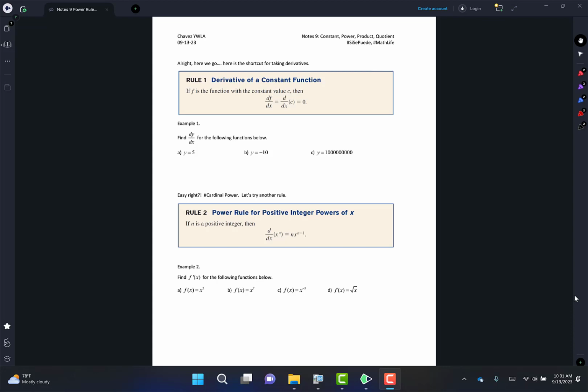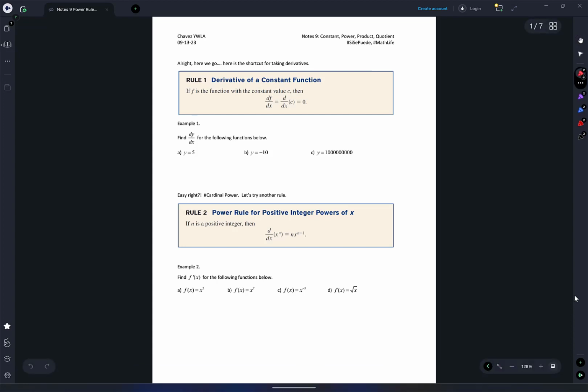All right, guys, here we go. So today we are going to focus just on one rule, just on the power rule. And I guess you can say constant as well, but the constant one you already know. Tomorrow we will focus on product and quotient. But yeah, today we'll focus on power.